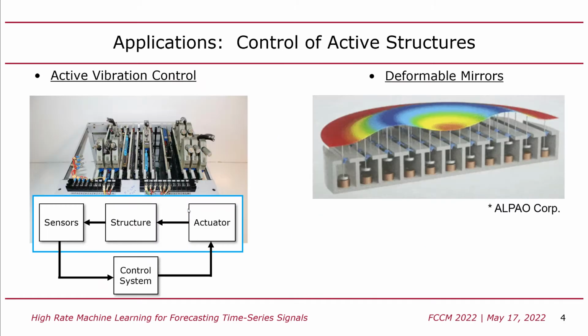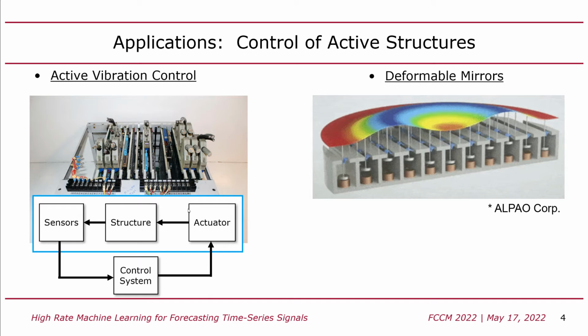This type of forecasting can benefit applications that perform control of active structures. Examples of this would be active vibration dampening for electronic components on aircraft, or deformable mirrors, like the ones used in telescopes to compensate for atmospheric distortion.